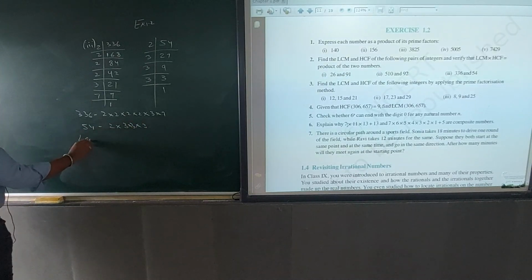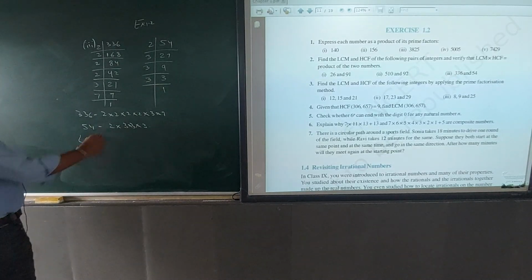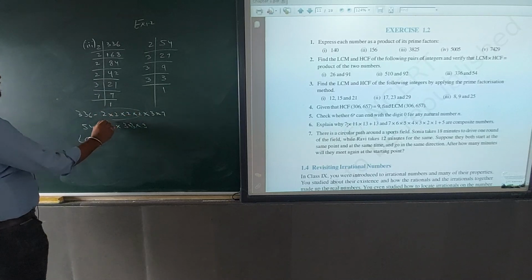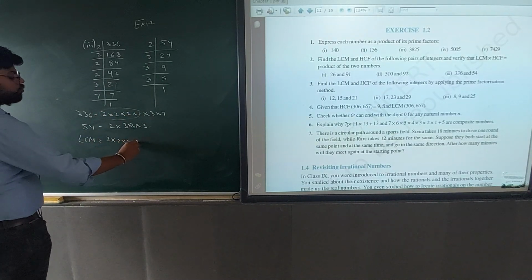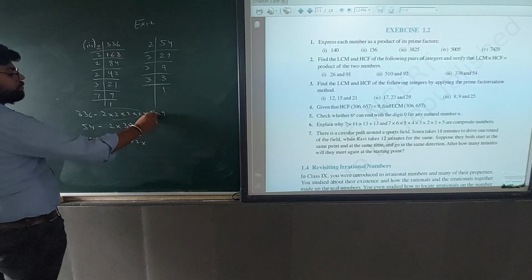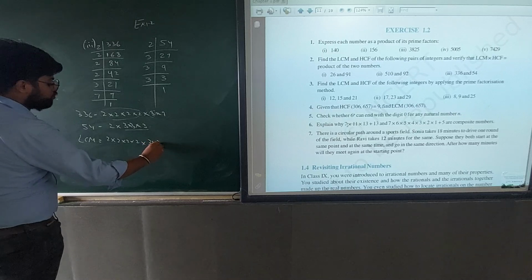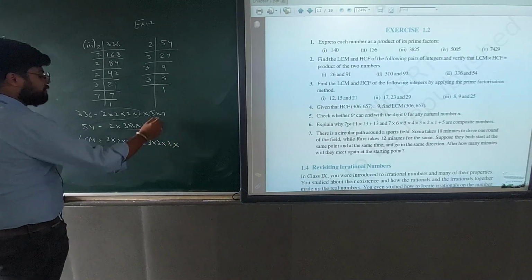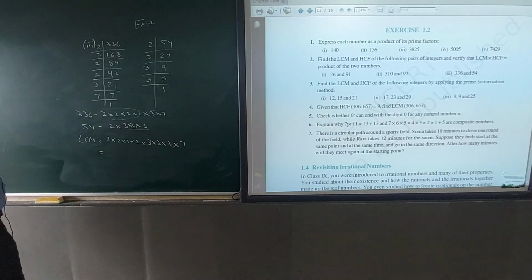Now LCM. LCM, as I said, takes the number that comes the maximum times. Here see that 2 comes 4 times and here only 1 time, so I have to take the maximum, 2 into 2 into 2 into 2. Here 3 is 1 time only, but here 3 comes 3 times, so I take the maximum, 3 into 3 into 3. Then 7 is here only 1 time. Here no 7 is there, so the maximum is 1 only.